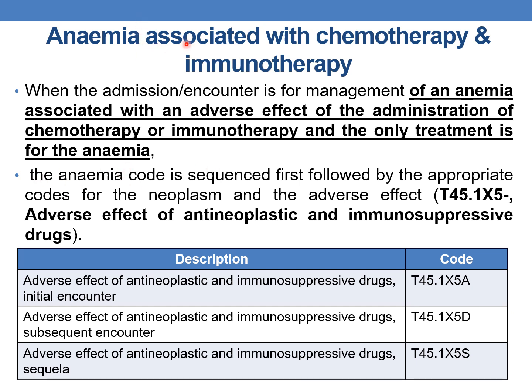Whenever anemia is associated with chemotherapy and immunotherapy and treatment is directed towards anemia only, then first you need to code the anemia code followed by adverse effect of anti-neoplastic and immunosuppressant drugs. Here you can see the adverse effect of anti-neoplastic and immunosuppressant drugs. Initial encounter is T45.1x5A, D indicates subsequent encounter, S indicates sequela.